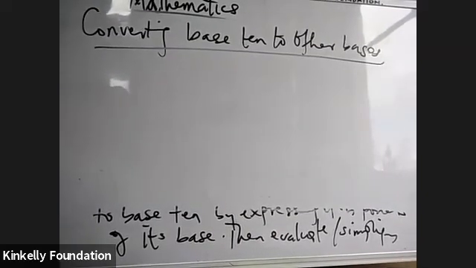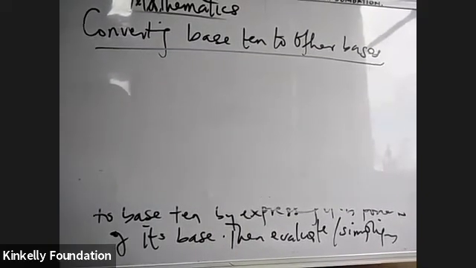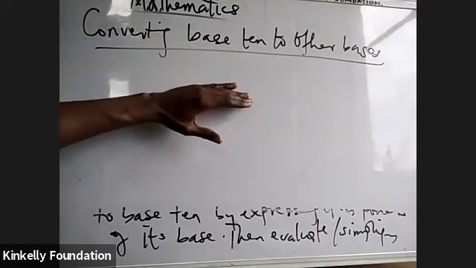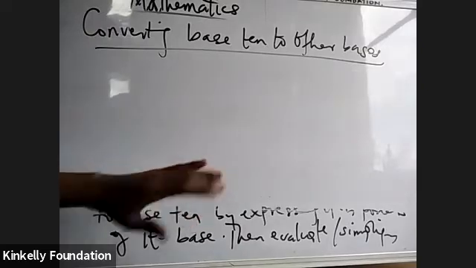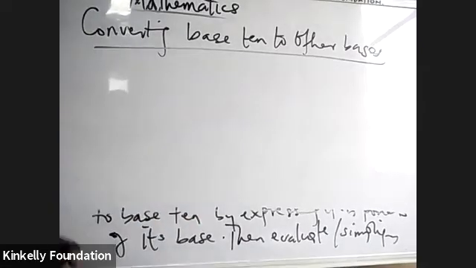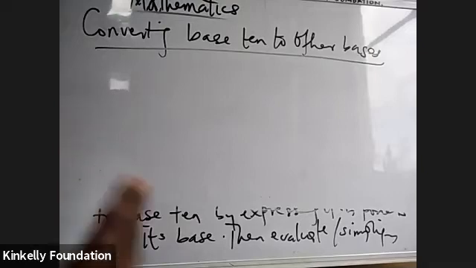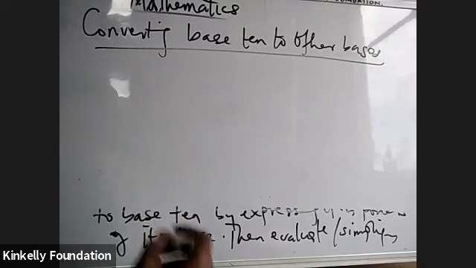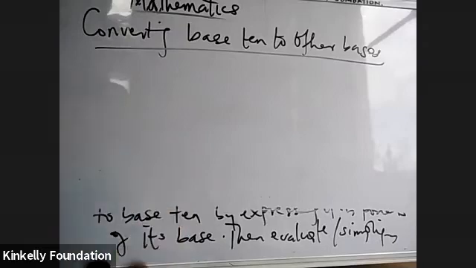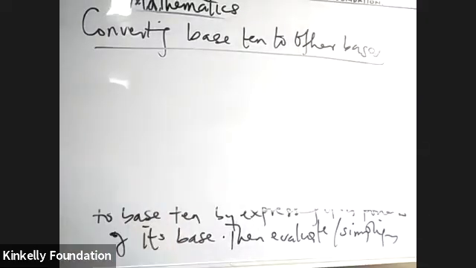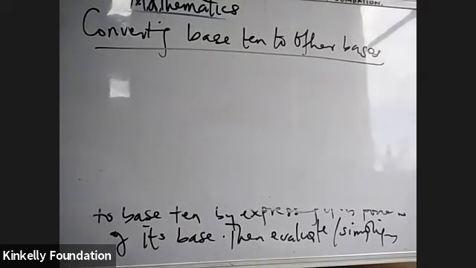Now, converting base 10 to other bases. Remember we said when you want to convert or express a number in the powers of its base, given any base apart from base 10, you express it in powers of its base. When you finally simplify it, you are going to get a number in base 10. Now, how then do we go back? That is converting base 10 to other bases. What you do is to continue to divide with that base you want to convert it to until you get to 0.